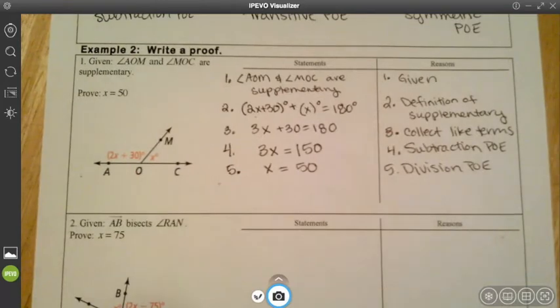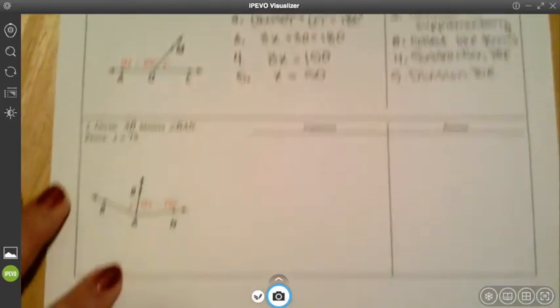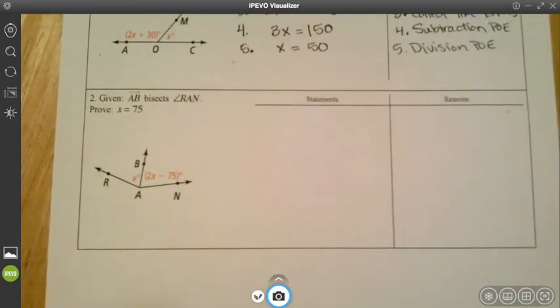Let's do another. Now there's not always one way to solve a proof. Sometimes there are multiple ways that you can take. This is an example where there are a couple different routes you can take, but you'll always end up at the same place. So, example 2, given that ray AB bisects angle RAN, we want to prove that x equals 75. Again, we're going to start with the information we know.